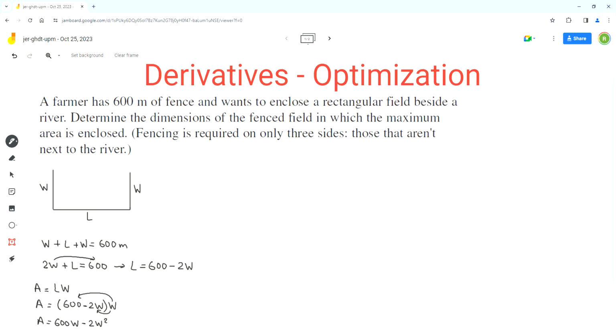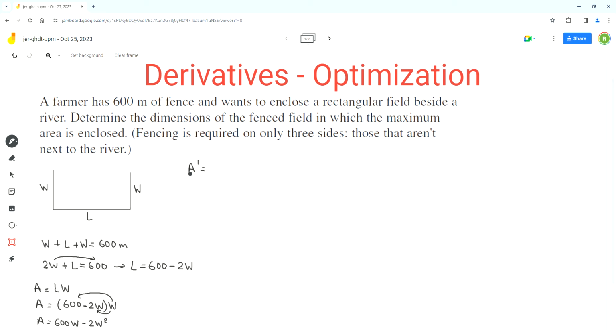Now we have to find the dimensions which maximize area. So for that, we have to find the W values for this area equation at which the tangent is horizontal, because the tangent is horizontal at peaks in the graph of the function. And the slope of the tangent is equivalent to the derivative of the function, in this case the area function. So the next step is to find the A prime. So now we have to find the derivative of this expression.